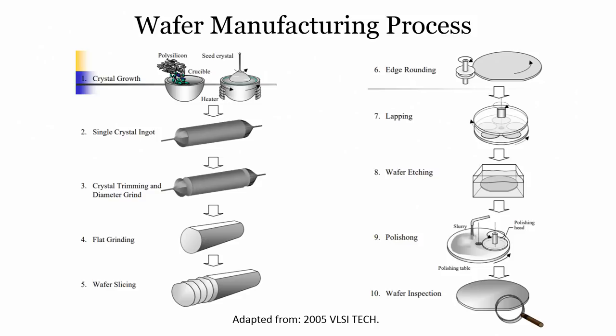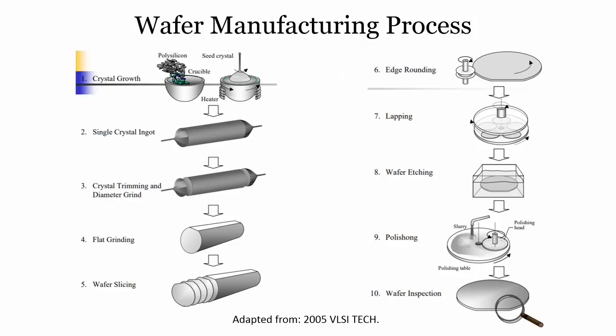Anyway, we are not too interested in understanding those techniques. We should just know how things are done, because we are interested in understanding the silicon wafer, which is the substrate on which we are going to fabricate several thousands of transistors. Now, the same procedure is shown here: you have polysilicon in the crucible, you heat it up, and then you load the seed crystal and pull it up in a rotating fashion.